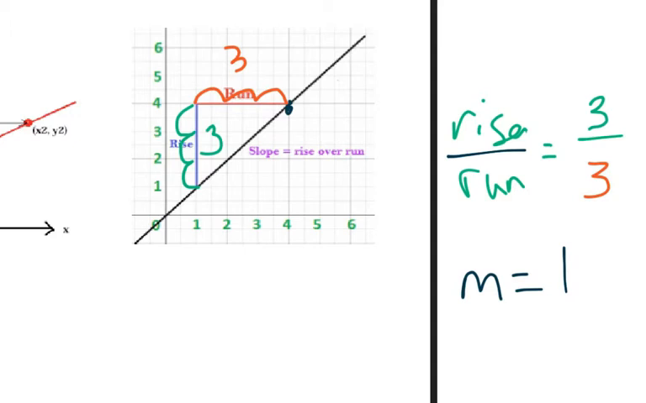If it's a higher number, like 7, it's a very steep line. Fractions are gradual, they're not very steep at all. I'll show you an example.